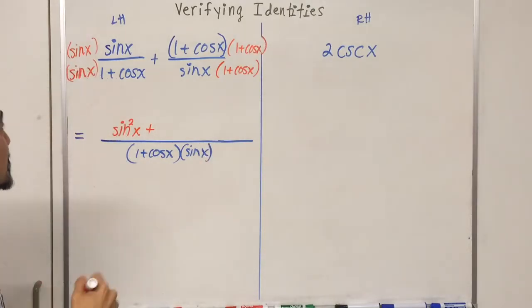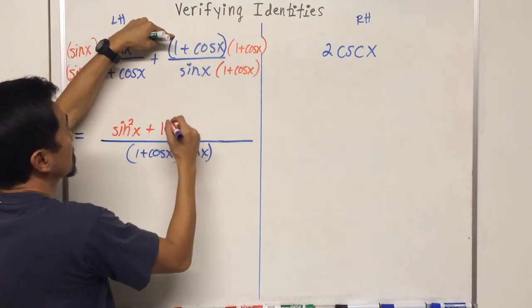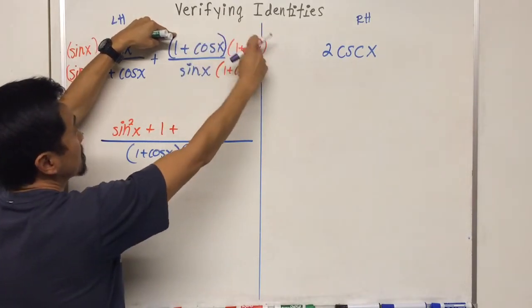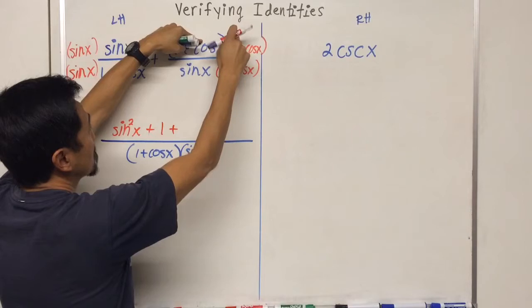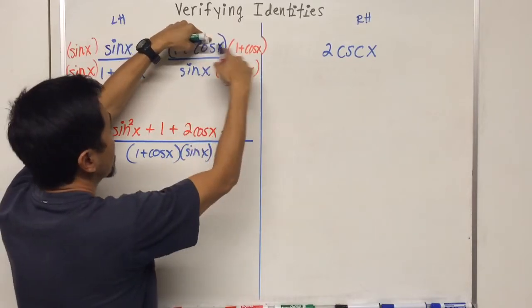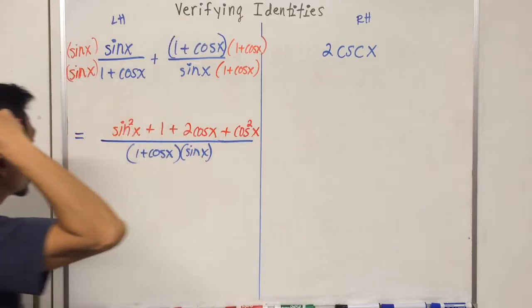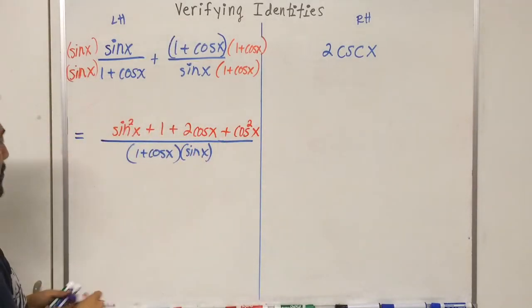FOIL you. Okay, so now front step is 1, the outside step is cosine, and the inner step is cosine, so I'm going to get 2 cosine x. Last step of FOIL is cosine squared x. Okay, so I think we're on the right track.